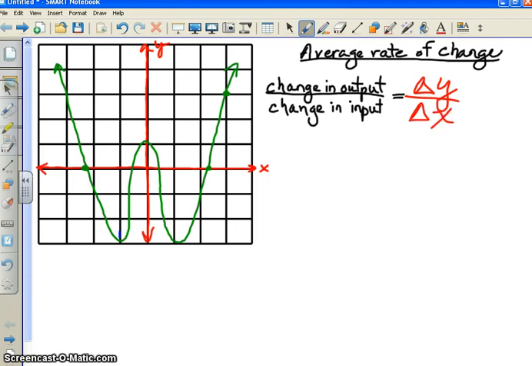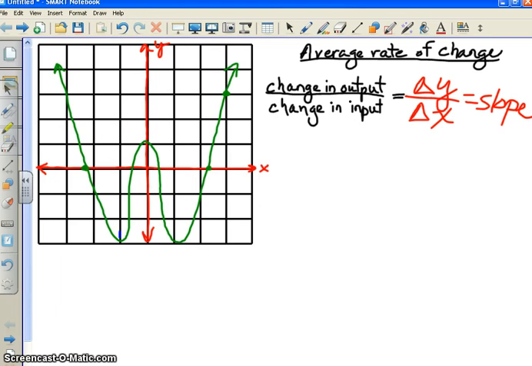And maybe this would be more familiar to you if I say change in y would be y2 minus y1 over change in x, x2 minus x1, which is essentially the formula for finding the slope of a line. Now, the slope of a line is a constant number. There's no changes in a line. It doesn't start to go curvy. It's just straight all the time. So the slope stays the same.